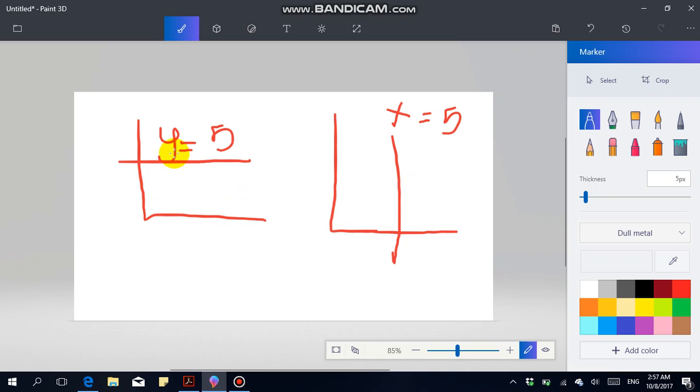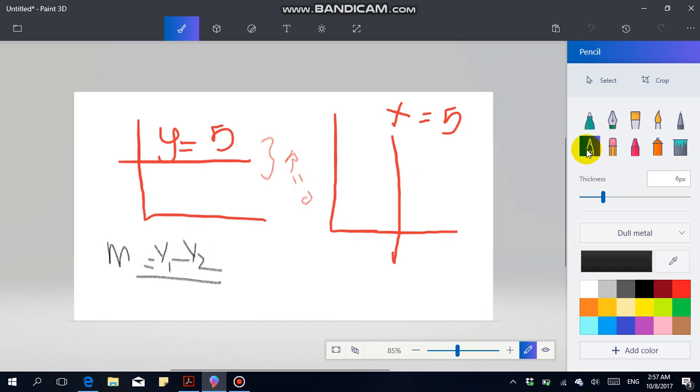So what's unique about these 2 equations is that you don't have any mx over here, which means you basically don't have any gradient. Now what is happening in this case is that you don't have any rise. Your rise is equal to 0. So if you remember the formula that we had, which is y1 minus y2 over x1 minus x2, you will see there's no change in y, y is equal to 5 consistently for this particular equation. So your change in y is 0.